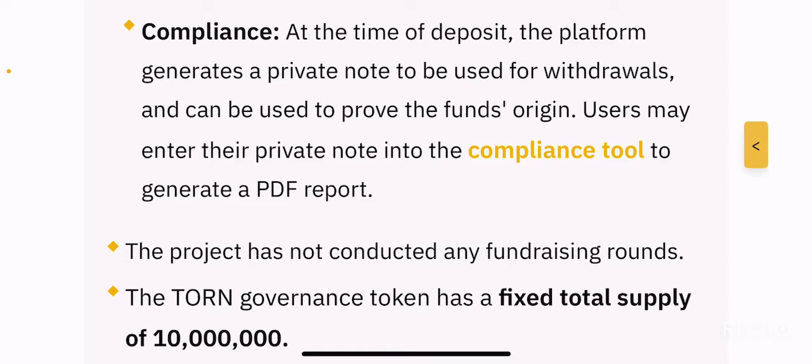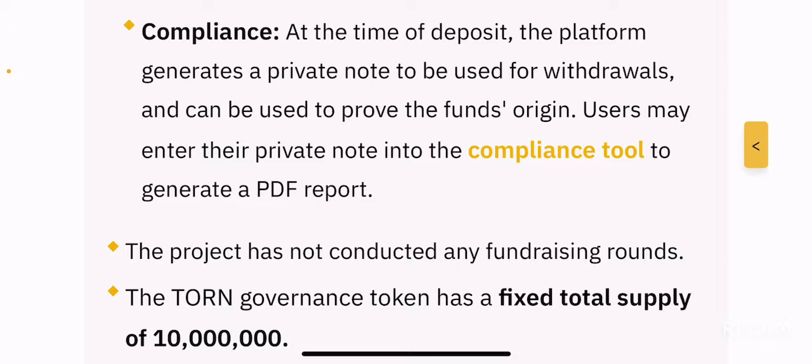Compliance: at the time of deposit, the platform generates a private note to be used for withdrawals and can be used to prove the fund's origin. Users may enter their private note into the compliance tool to generate a PDF report.